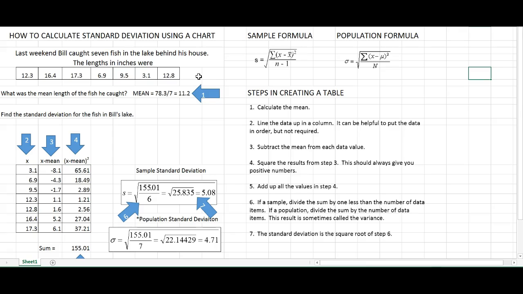Our first step is to find the mean or average. In this case, the mean is 11.2. Step 2 will have us create a table and list all our data values.